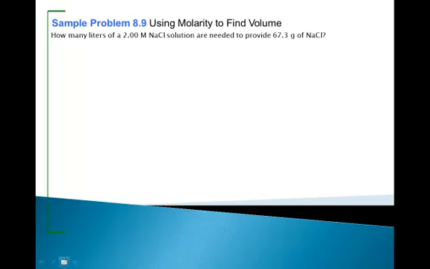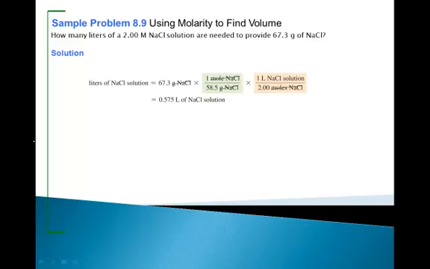Next one is going to be using our molarity that we were practicing on the slide before. And it wants to know how many liters if I have a 2 molar sodium chloride solution and I have 67.3 grams of sodium chloride. So I'm going to use this 67.3 grams, and then I'm going to convert that grams into moles, because in my molarity it has moles.